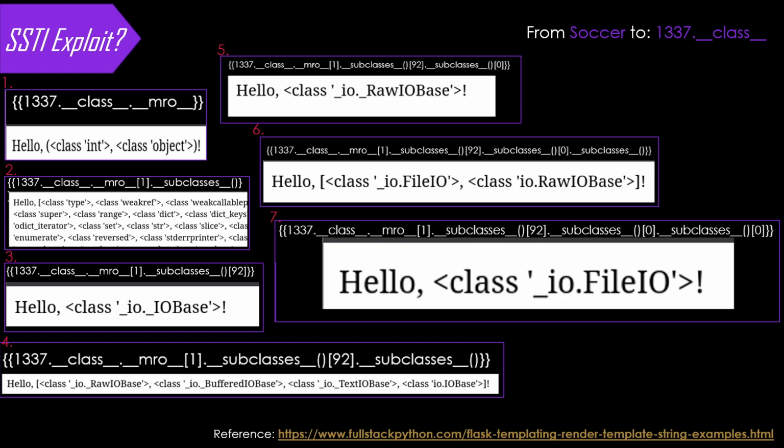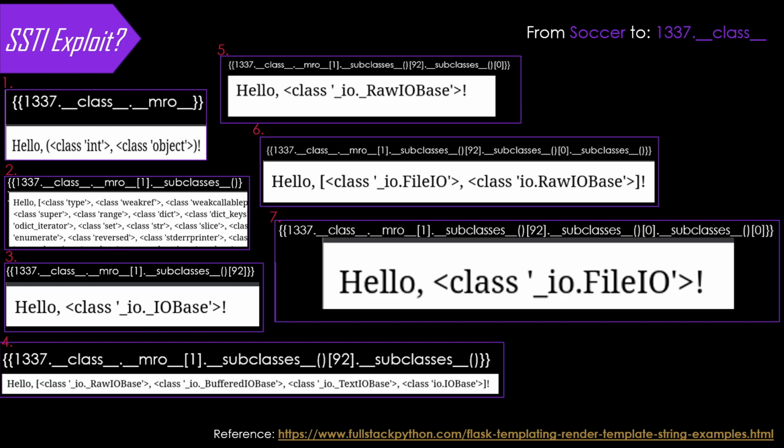Step 1. We can access the method resolution order, MRO, of the 137 integer object with 137.__class__.__mro__. This reveals that it's an int object, and like everything in Python, even ints eventually inherit from the base object class. Step 2. We do 137.__class__.__mro__[1], because we know that's where the object class is, and then we list subclasses. And that will basically give us the other classes.